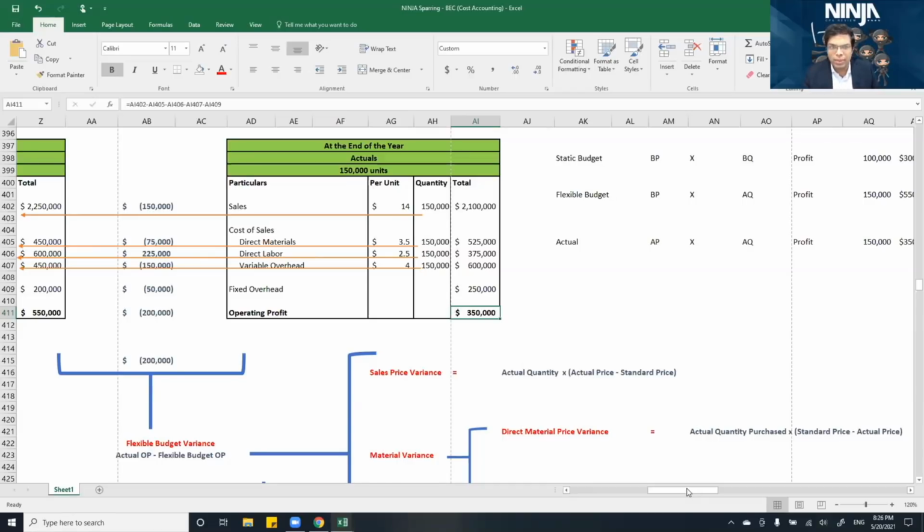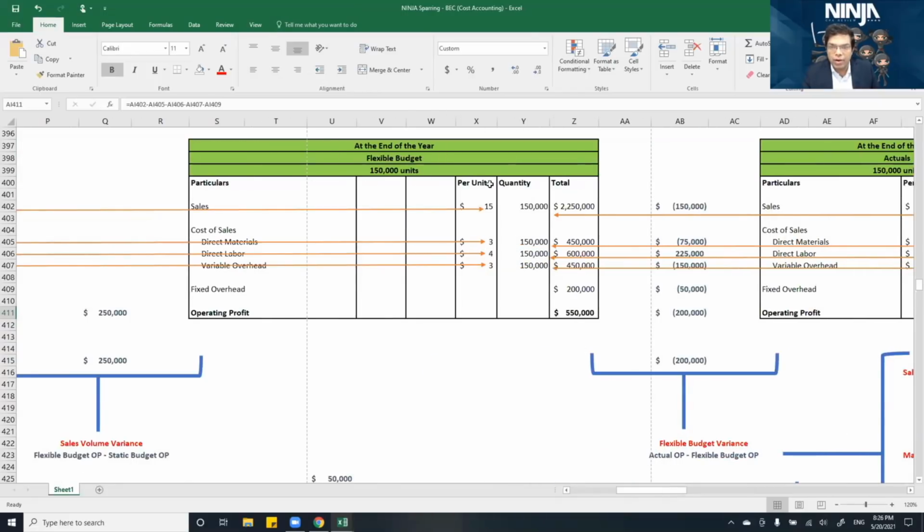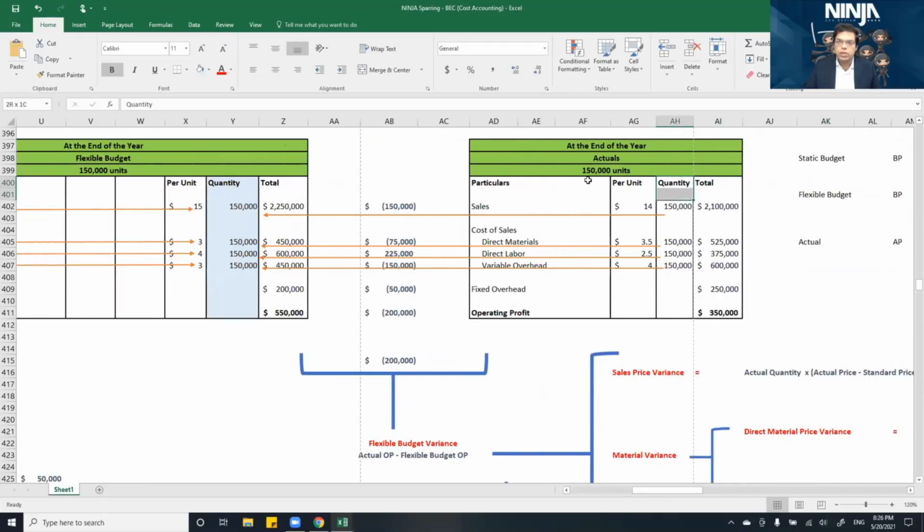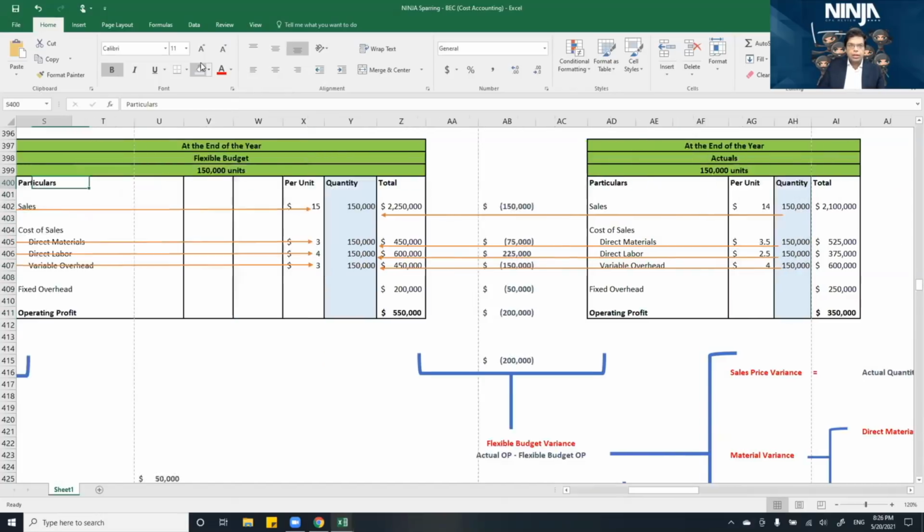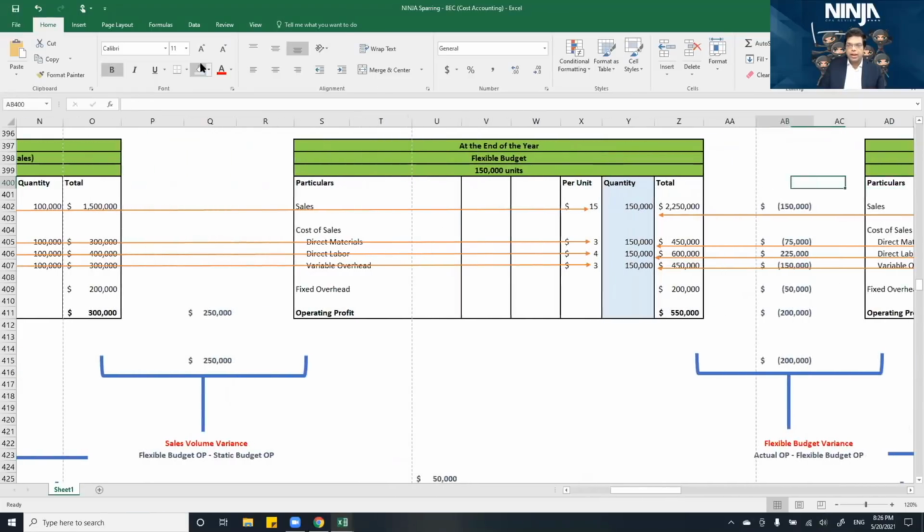Now, when you prepare the flexible budget, you prepare it for the actual quantity of sales, such that the sales level used in preparation of the flexible budget is the actual sales. You're using the actual sales data. If you see, 150,000 units have been used to prepare your flexible budget. And if you see in this case, the rates which have been used for sales, for direct material, direct labor, and everything else, this is again your budgeted data. This is not the actual data. This is the budgeted data.